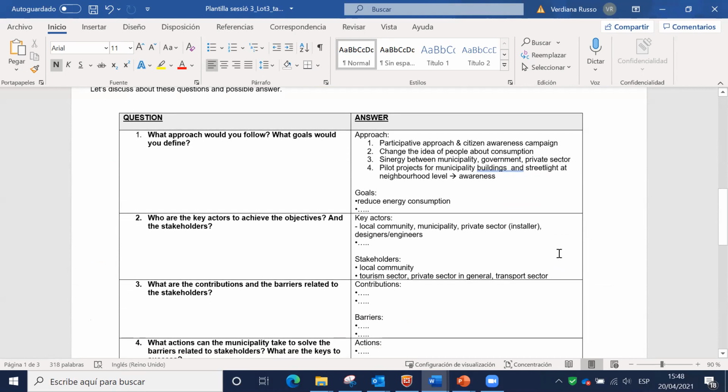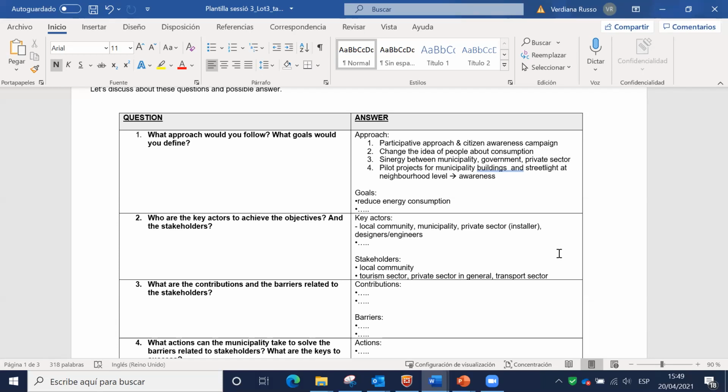Okay, so what approach would you follow, and the goals defined? The approaches are participative approach and citizen awareness campaign. Laila was to provide more information about those points because she provided them. The change of idea of people about consumption and the synergy between the municipality, government and private sector, and the pilot projects for municipality because they had it in their municipality. And the goal is to reduce the energy consumption and, of course, to ameliorate the situation of the public lighting.